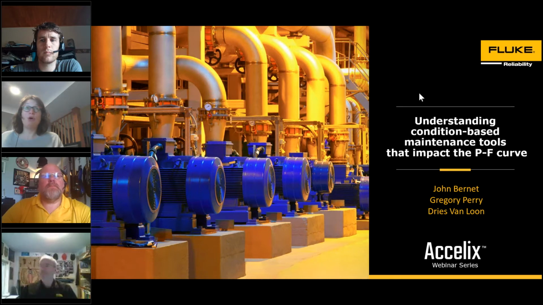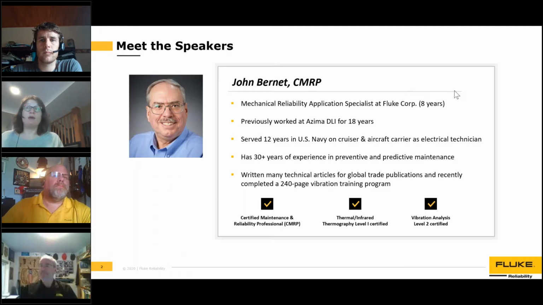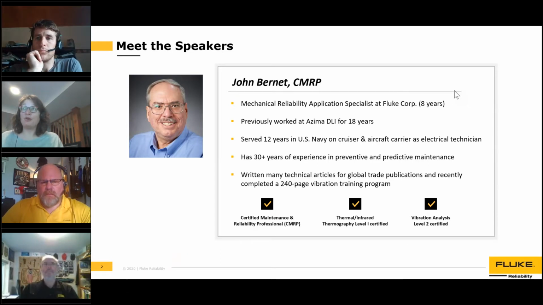So now on to the main event. Today, we are very pleased to have with us 3 experts from Fluke Reliability, John Bernet, Greg Perry, and Dries Van Loon. And they'll be presenting on understanding condition-based maintenance tools that impact the PF curve.